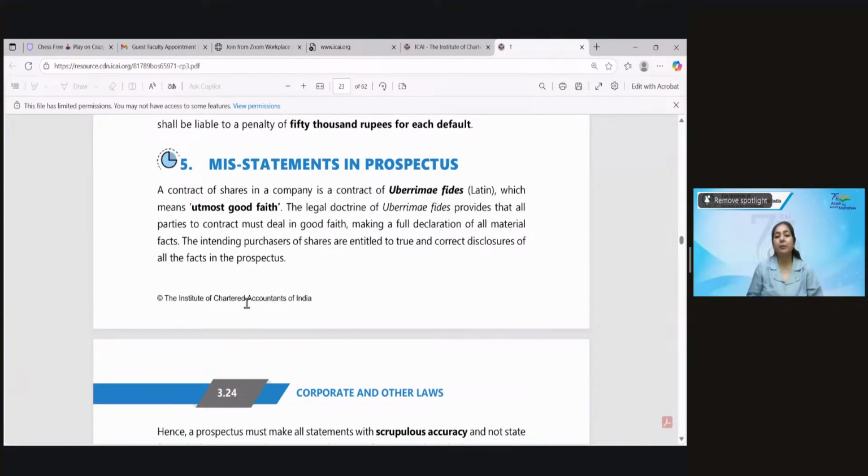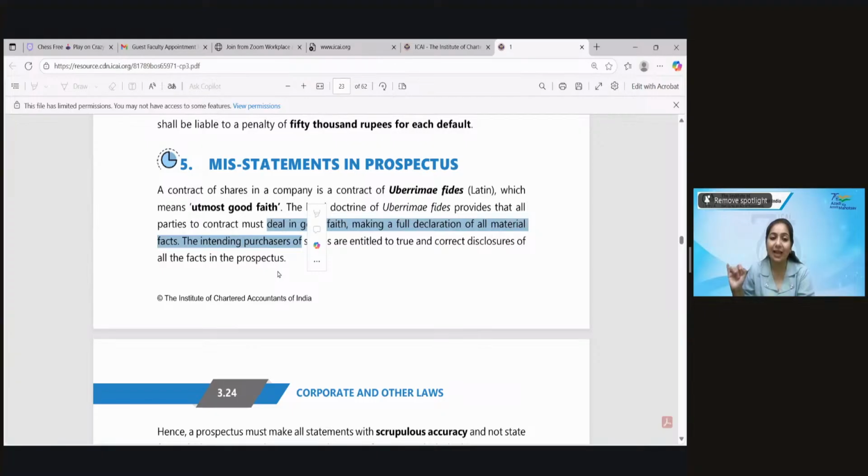So misstatement in prospectus is based upon the utmost good faith. All the contracts of insurance are made on the basis of uberrimae fidei. That is a Latin word. It means all the parties are dealing in good faith and all the facts have been disclosed. Like when you make an insurance contract, for life insurance, you are 89 years old, but you're hiding and saying that I'm 70 years old. That means you're trying to cheat. So under insurance contract, this word is used.